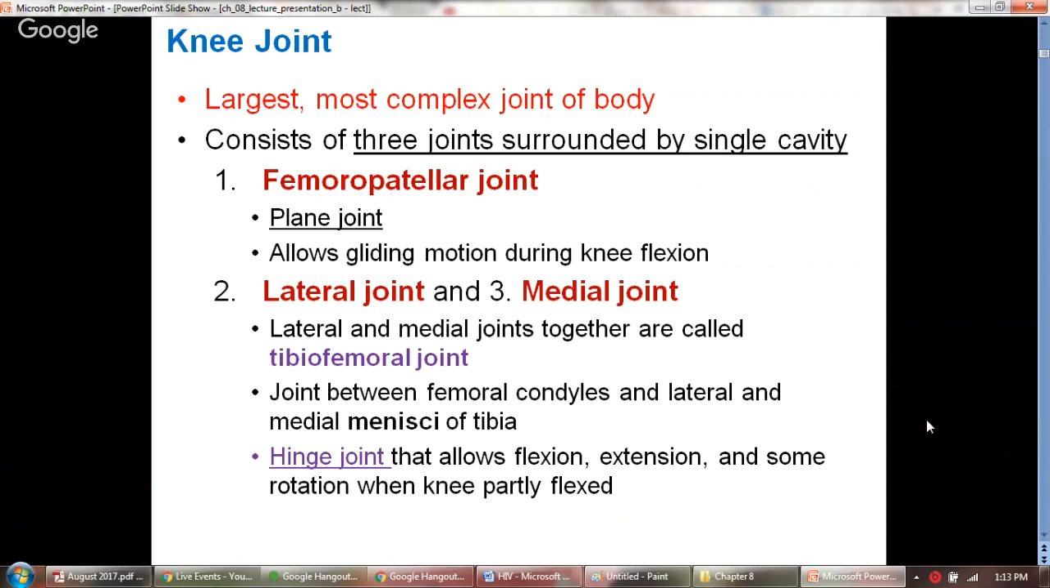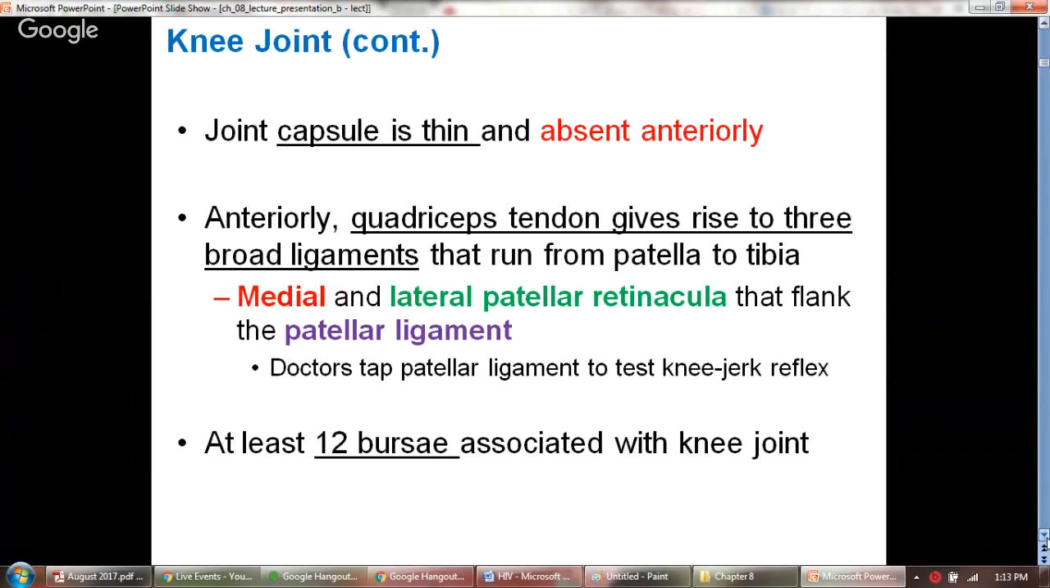The tibiofemoral joint is a hinge joint, and it allows flexion, extension, and some rotation when the knee is partly flexed. In the knee joint, the joint capsule is thin and actually absent anteriorly. Anteriorly, the joint is stabilized by the quadriceps tendon, which gives rise to 3 broad ligaments that run parallel to the tibia. The medial and lateral patellar retinacula, which flank the patellar ligament, provide this stability.